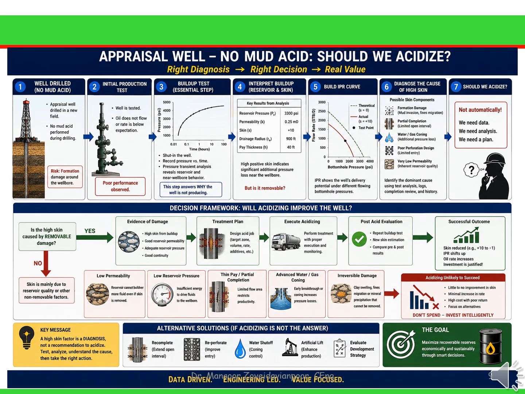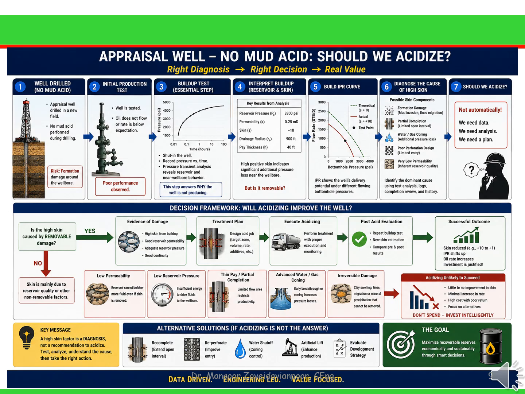But as production engineers collaborating with the reservoir engineers, we don't make decisions based on assumptions. We collect evidence first. The first step is to perform a pressure buildup test. After shutting the well in, we monitor how the pressure recovers with time. This test tells us far more than the production rate alone. From the buildup analysis, we estimate the formation permeability, average reservoir pressure, and most importantly, the skin factor. Now we begin to understand why the well is underperforming.